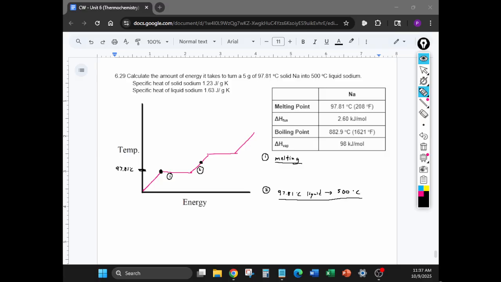So this particular problem. All right, guys, I got the 2 steps up there for you if you want to just check real quick. You should have 2 steps, melting and then heating up the liquid. It's a little bit more manageable than last time, just different numbers.